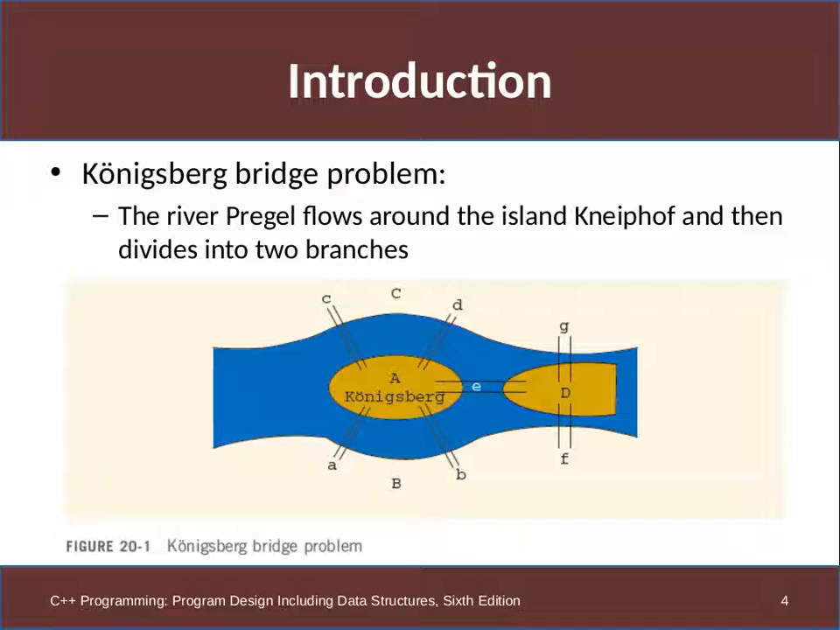The question is, is there a path where you start anywhere, you go across each bridge only once, and then return to the same landmass you began? So does that path exist?